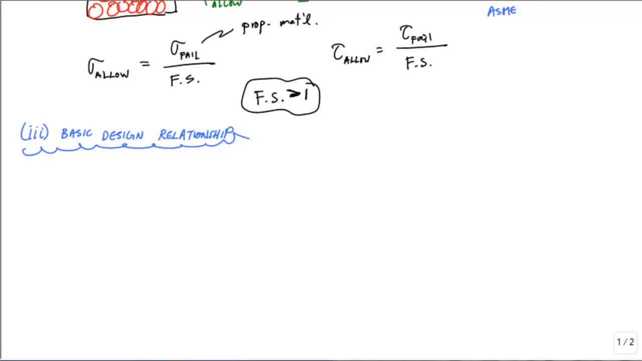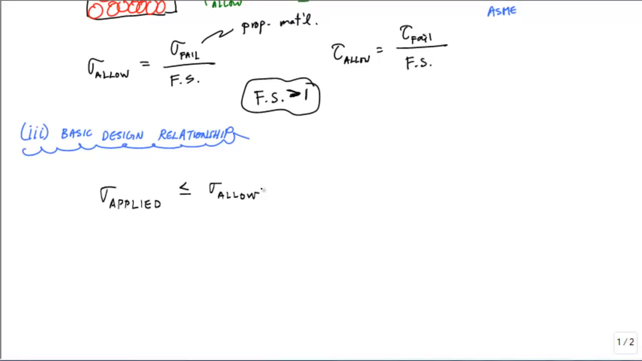So now that we have an understanding of what an allowable stress is, now we can put that together into a basic design relationship to come up with shapes and geometry for the things and structures that we're trying to design. So for instance, if we have here an understanding of normal stress, we consider the sigma applied, or the stress that's applied or induced by the applied loading, and whatever that stress is, we want that to be less than or equal to whatever we are going to allow as the designer.